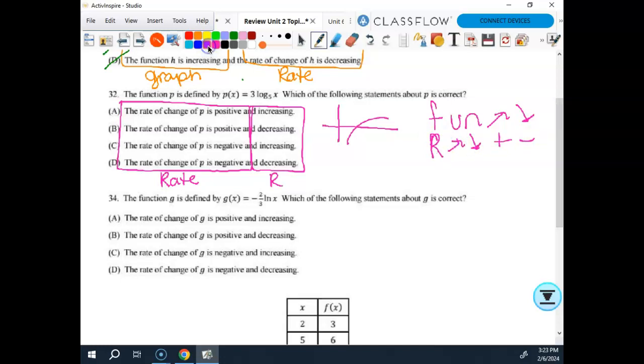Okay. So whether the rate is positive or negative is based on whether the function is increasing or decreasing. It doesn't ask me this on the answer choices, but the function is increasing. So since the function is increasing, that means the rate is positive. So I can eliminate C and D. And then whether or not the rate is increasing or decreasing is based on concavity. This is concave down. Therefore, my rate is decreasing, and my answer is B.